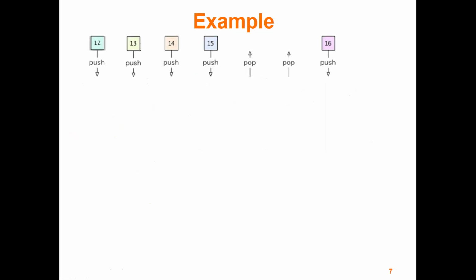Just an example here, we have an empty stack first. When we push 12, then we have only 1 element in the stack. When we push 13, it's going to be placed at the top of the stack, so we have 12 and 13 on top. Push 14, we're going to have 12, 13, 14.